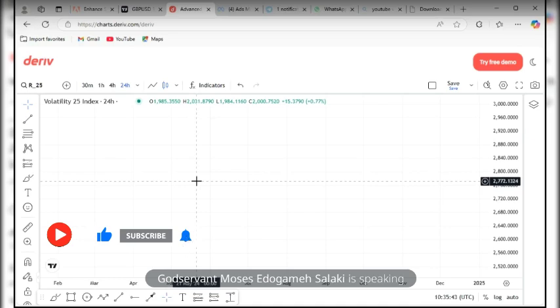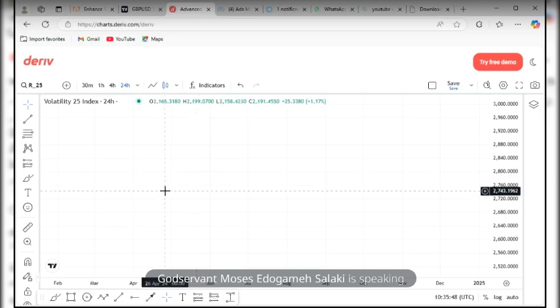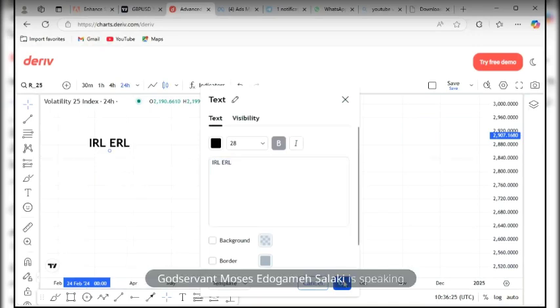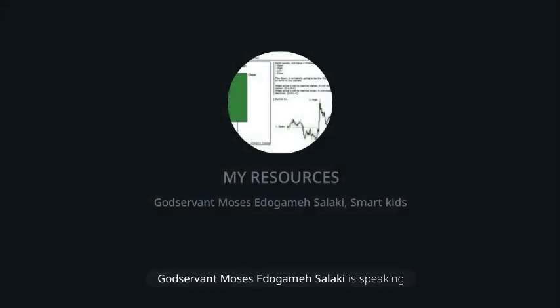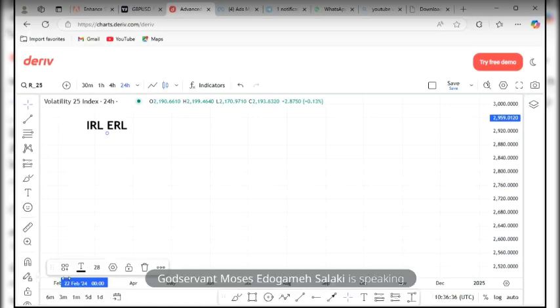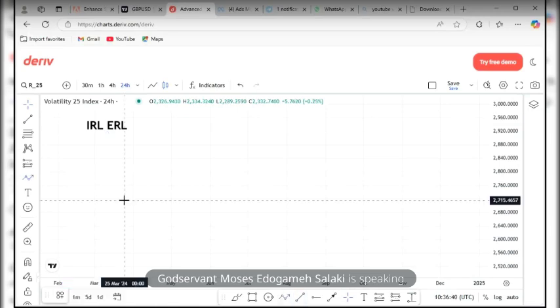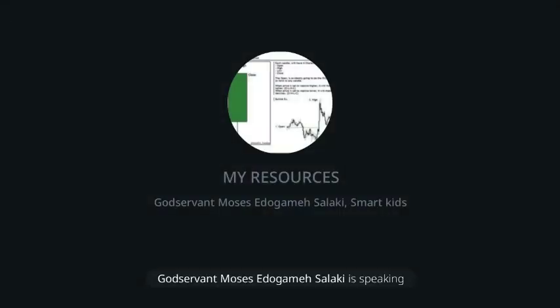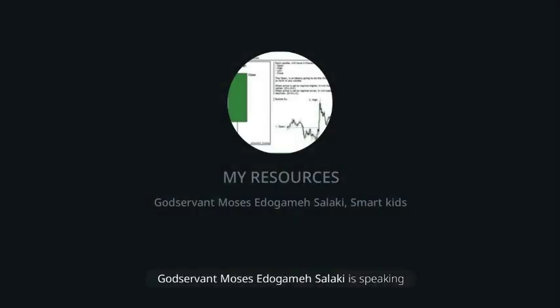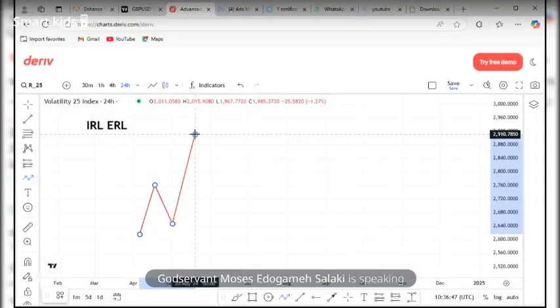this video. I did promise I was going to do a video on internal range liquidity and external range liquidity. This is a continuation of our liquidity concept. This is the model that we trade. We want to see price at any time create this ABC pattern where the C leg comes to take out the B leg, and then we move on.